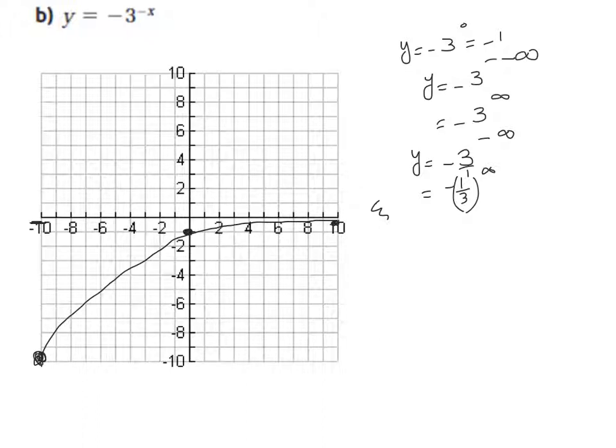Now, looking at this one, you can see that the x-axis is your horizontal asymptote. The y-intercept is going to be negative 1. The domain is all the x values in the real numbers because there is no restriction. And the range is going to be all the y values in the real numbers which are less than 0. Now, if I start walking from left to right along the graph, you can see that I start from negative infinity and I ended up at 0 here. So this means that the function is increasing.